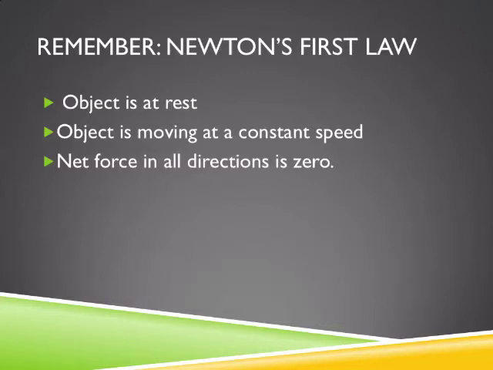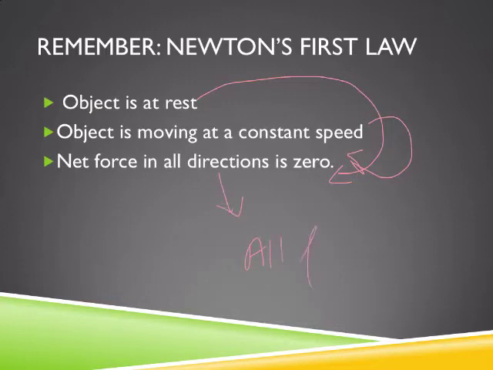So remember, Newton's first law is represented if your object is at rest, or if your object is moving at a constant speed, and both of these mean that your net force is going to be equal to 0. Another way of saying net force is equal to 0 is that all forces cancel out. Okay?